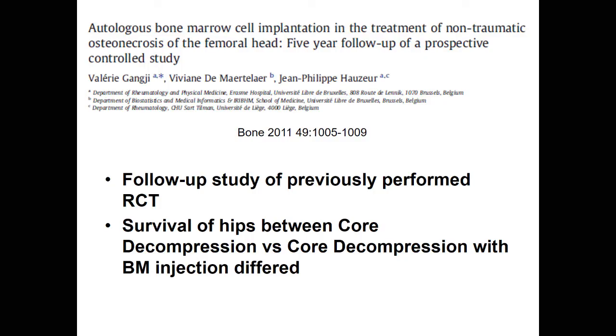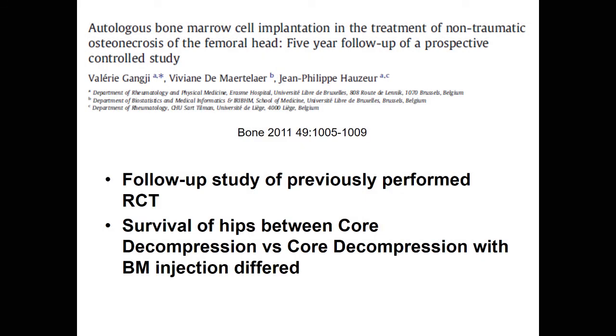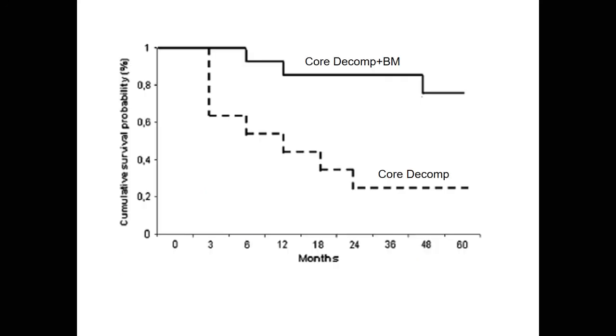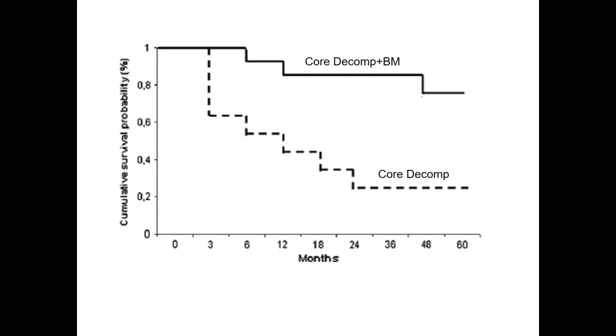Now, one of the first randomized studies was published from Belgium, and this is a follow-up to that study, a longer-term follow-up to look at the survival of the femoral head that was randomized into core decompression alone or core decompression with bone marrow injection. And this is the survival curve without bone marrow and with bone marrow. Again, this is pre-collapse femoral heads.